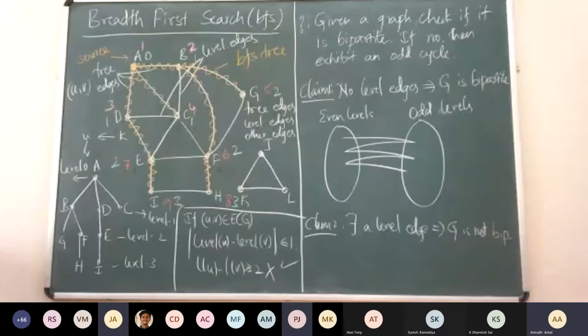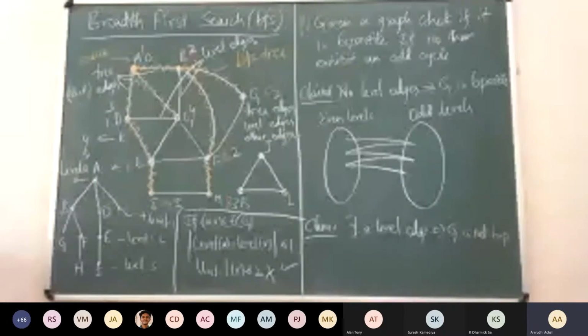If we consider, tree edges will always be from odd levels to even levels. Tree edges will never be in the same level. Tree edges will always be between adjacent levels. And all other edges will also be from odd levels to even levels, because otherwise they would be a level edge, right?